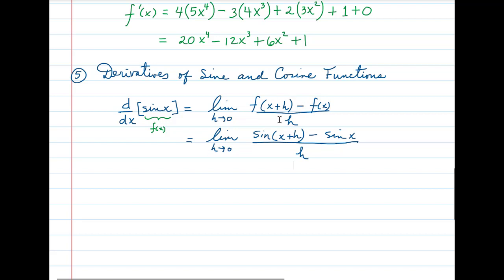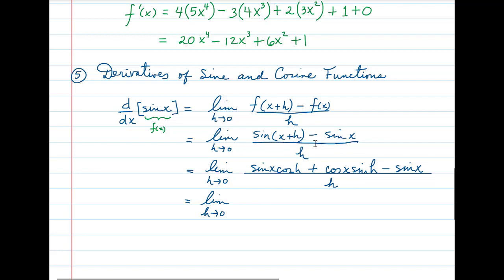Now, how are we going to simplify this? Because remember, the whole idea of the difference quotient is to try to get this h out of the way so that we can plug in the 0. So how are we going to work this out? Well, here is where your trig identities will come in handy. If you recall your sum and difference identities, you should be able to expand this sine of x plus h. So let's go ahead and do that now. The sine of a sum of two angles was sine of the first one times cosine of the second one plus cosine of the first one times sine of the second one. This was an identity from your trigonometry course. And we have the minus sine x, still everything being divided by h here.